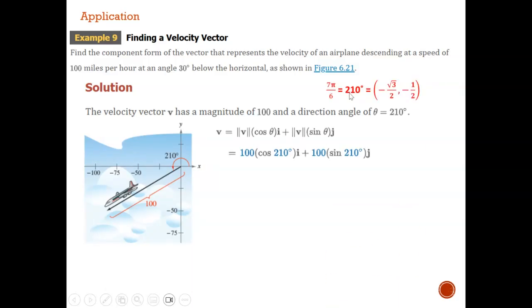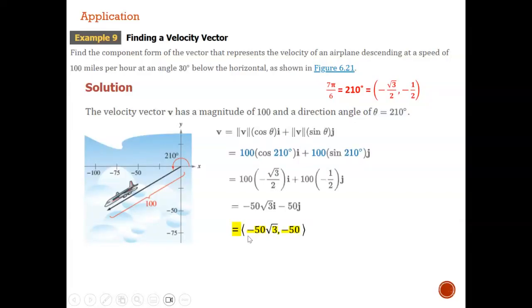So at 210 degrees, which is the same thing as 7 pi over 6, the cosine, or the x value, is negative square root of 3 over 2, and the y value is negative 1/2. So it's going to be 100, right? For the cosine, we plug in the x value, negative the square root of 3 over 2, i, and for the sine, this is equal to negative 1/2. So this becomes negative 50 times the square root of 3 i minus 50 j.